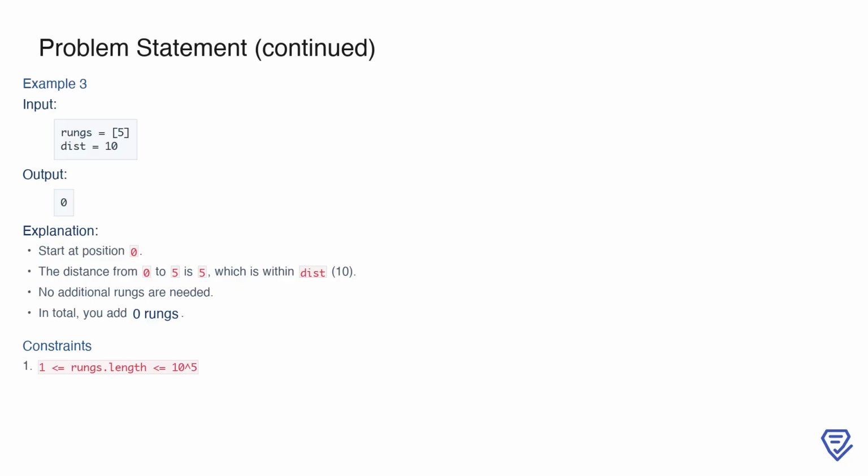In the third example, the input is rungs equals 5 and dist equals 10. Here, the ladder has only one rung at position 5. Starting at position 0, the distance to the first rung is 5, which is less than dist. Since the gap is within the allowable range, no additional rungs are needed. As a result, the output is 0.